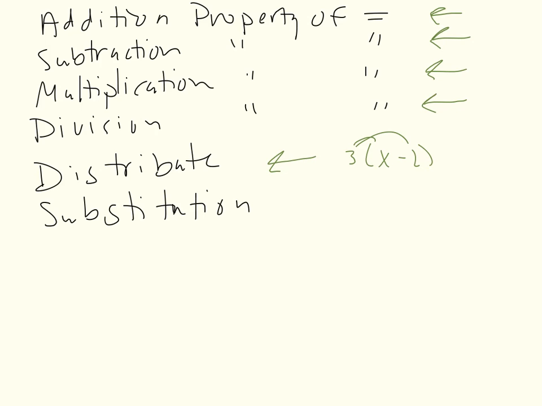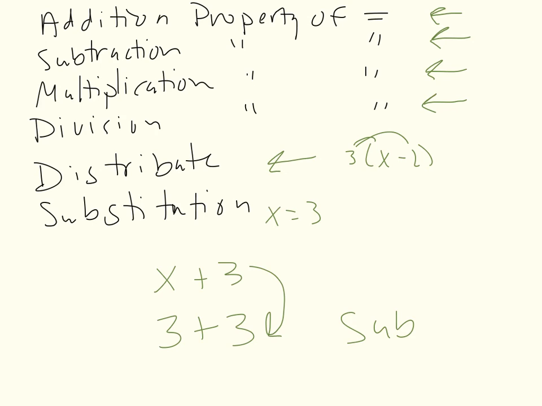Or if I had substitution, if I had x is equal to 3 and I had a problem like this and I put 3 in for x right here, this would be substitution. From here to here, I put something in for the other one. Make sure you wrote down both proofs, and if you don't know these off the top of your head, you should write these down as a reference.